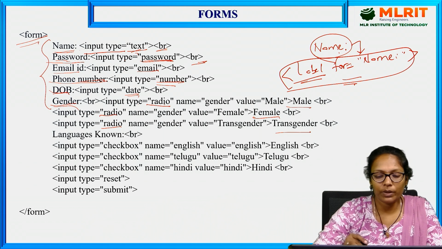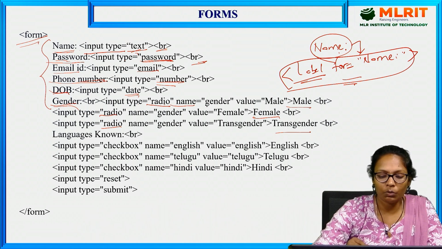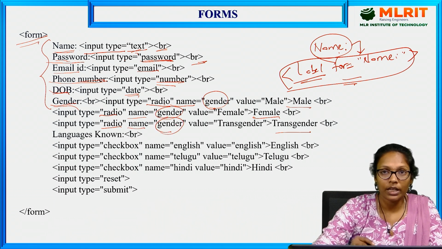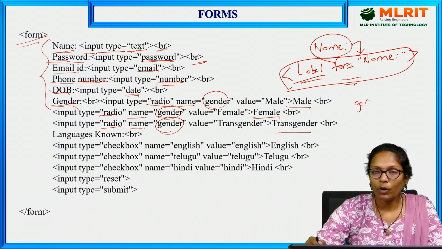For that purpose, I am using name. So name is equal to, what is the group name? Gender. For the second one also, name is equal to gender. For the third one also, name is equal to gender. So I am creating a group called gender.